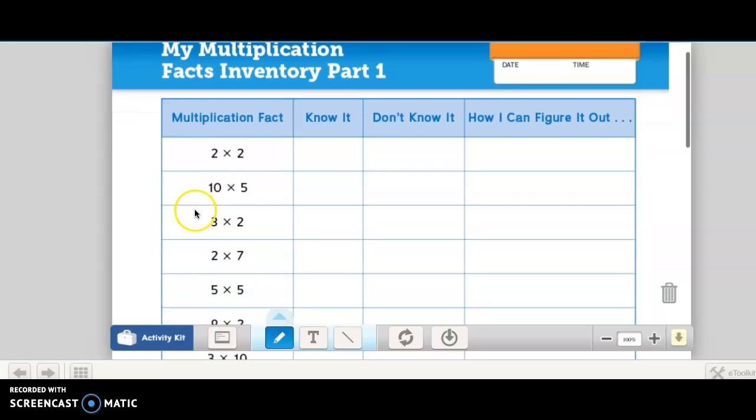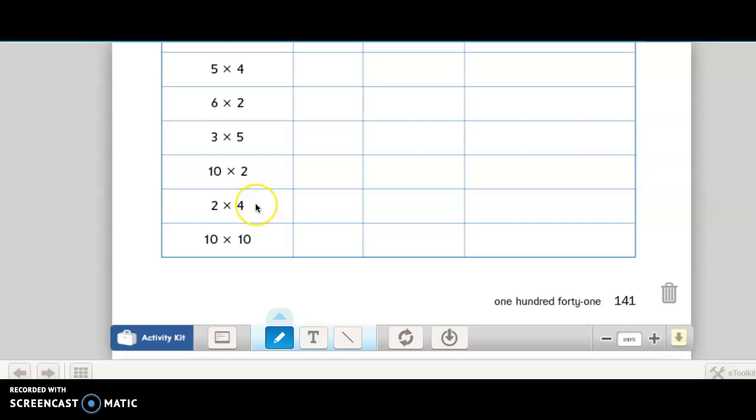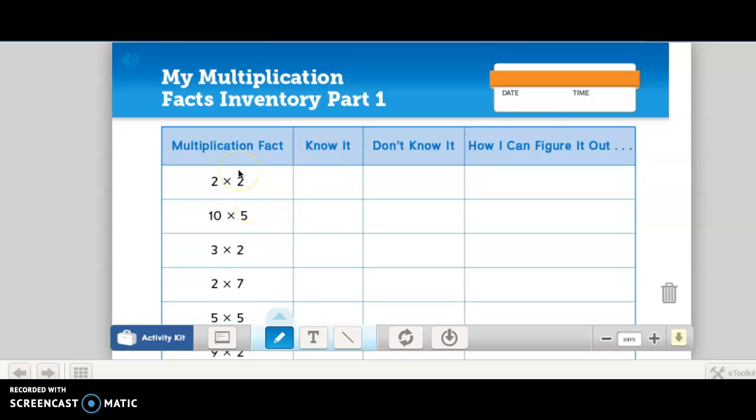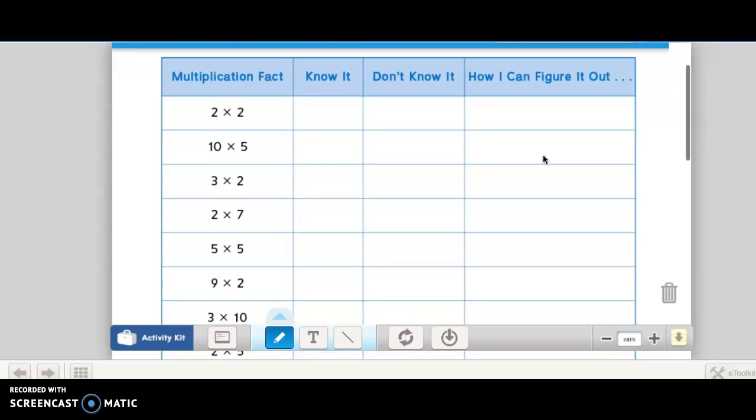Now, I see a whole bunch of factors times factors on this side. Numbers times numbers, factors times factors. They don't say the product, what they equal, but here's what you need to do. This box says know it. This one says don't know it, and this says how I can figure it out. So I want you to put an X in each box. You either have to put an X next to know it or don't know it. If you can figure this out in 3 seconds or less, you know it.